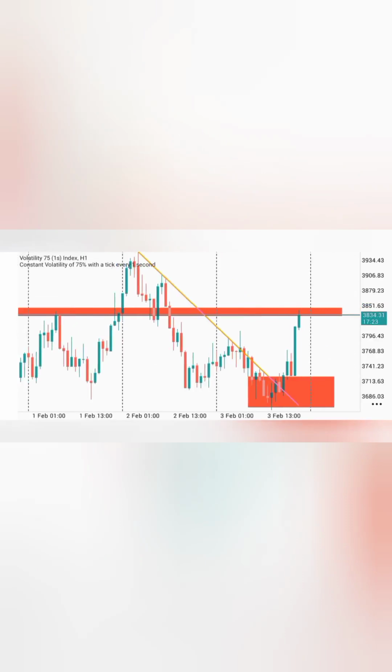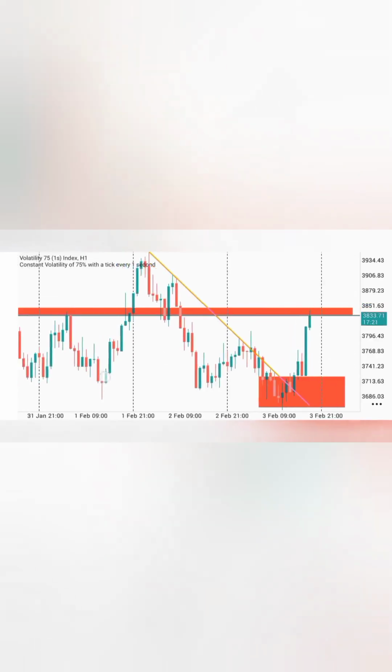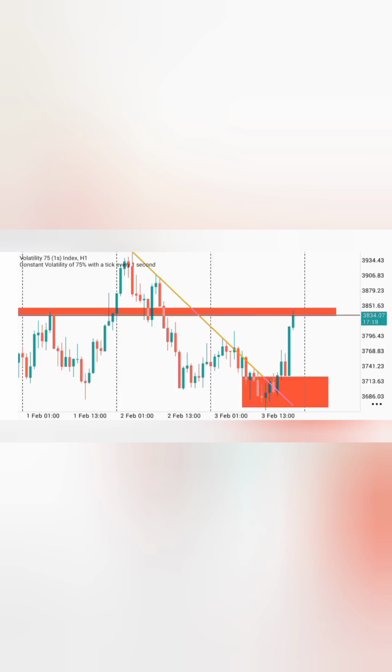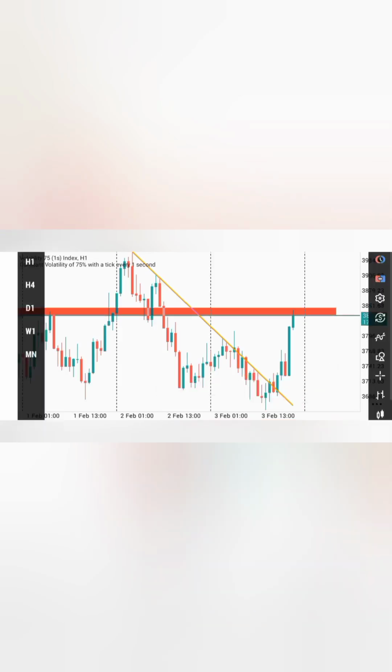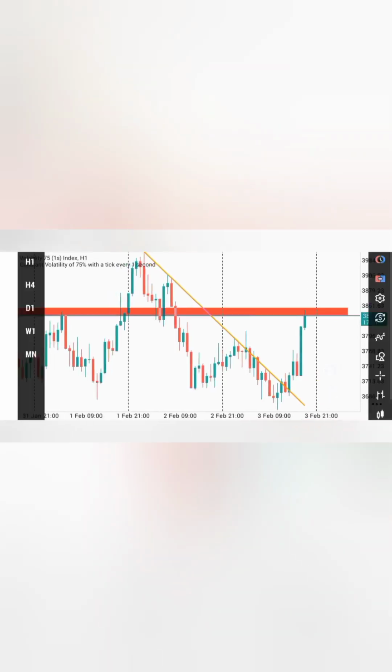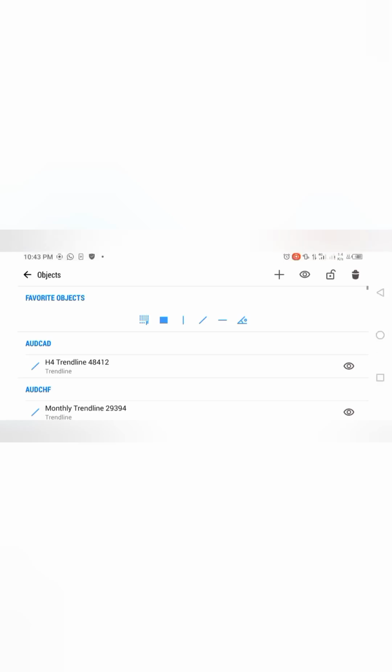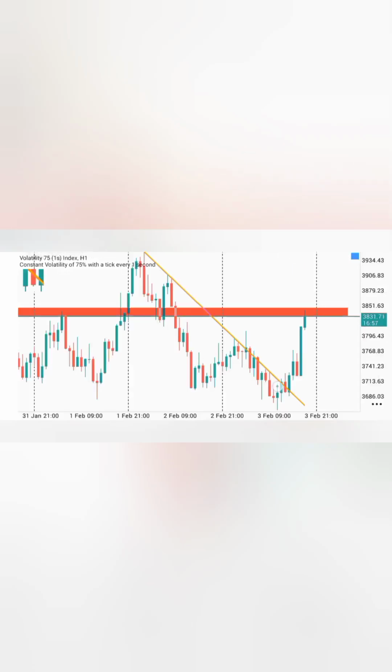If you understand candlestick formation, you will understand that the market gave us confirmation to buy the market. Now look at this. The first confirmation came in at this point. Can you see this first green candle? This first green candle was the first confirmation for us to actually buy the market.